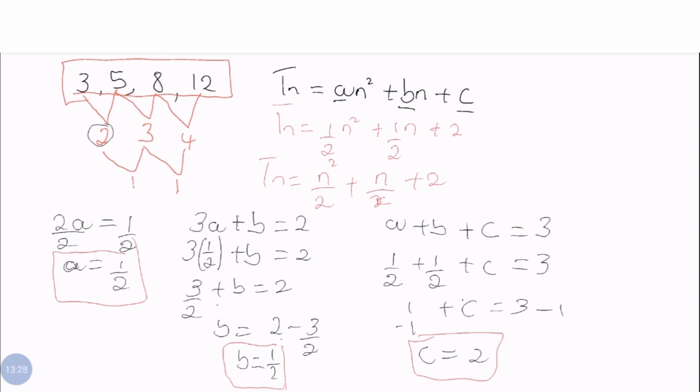But then we're not done. We are required to determine the value of T26, and we will use this equation to determine T26. So now it will be easier. So let us do that. Remember that our equation is Tn is equal to n squared over 2 plus n over 2 plus 3.